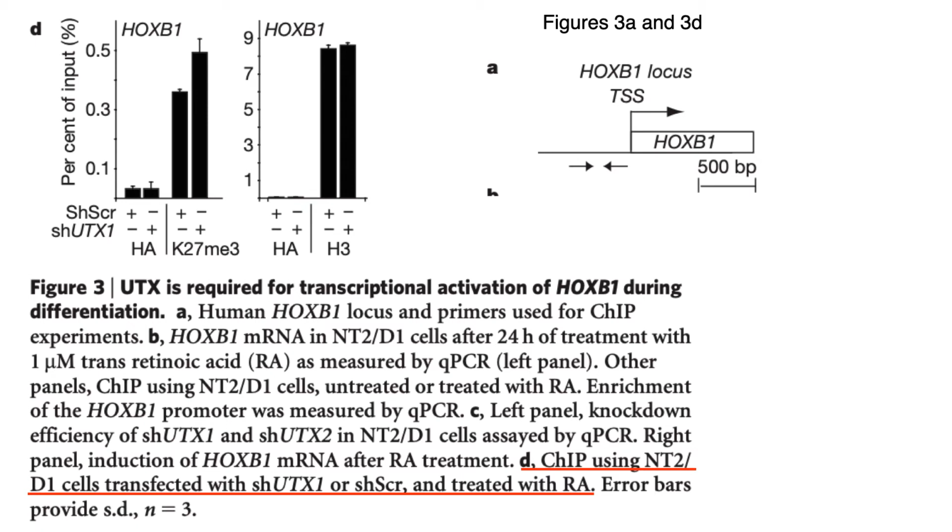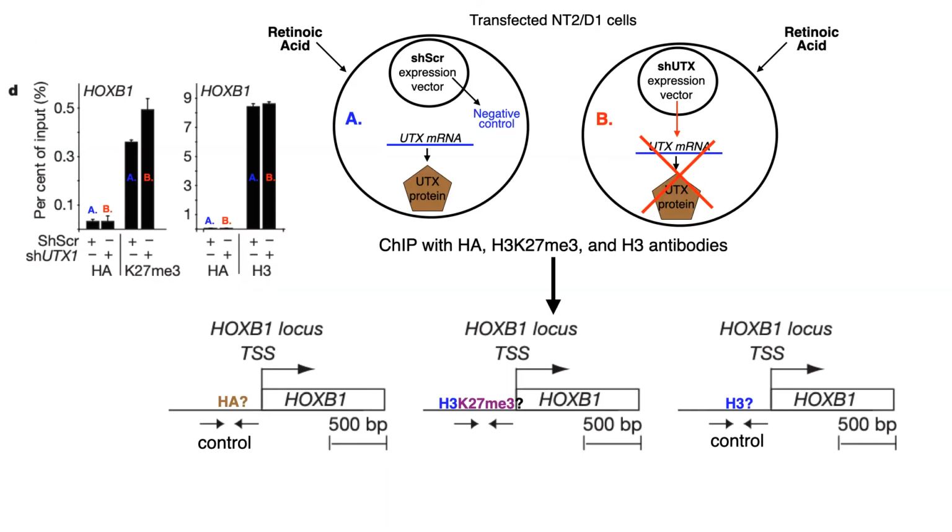They have taken and used a ChIP experiment using NT2D1 cells again. This time, the cells have been transfected with either short hairpin UTX or short hairpin scrambled. Now that scrambled is going to be our negative control, and the UTX, that's going to be our experimental. Let's see how they did this experiment, because this is perhaps one of the most confusing ones. Here are the two cell lines they used.